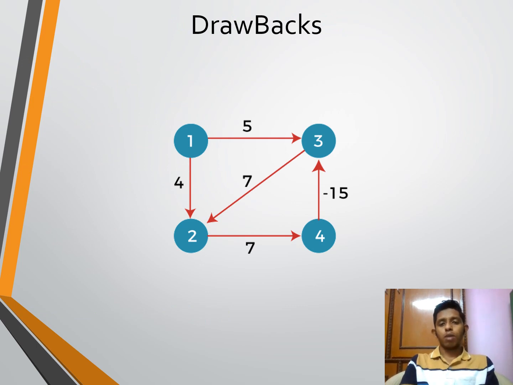The drawbacks of the Bellman-Ford algorithm: it cannot calculate the least cost when there is a cycle that has a negative weight edge.